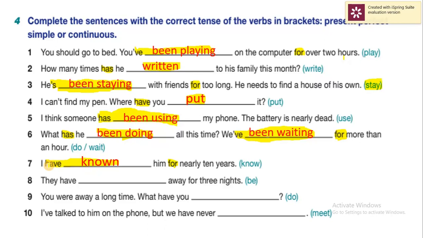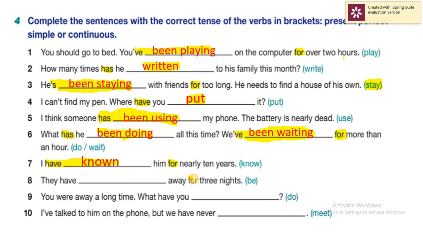Have known. You know why we wrote it in the present perfect? Yeah, because here it is a stative verb, never takes an ing. Please, when you have this in the exam, please answer it correctly. Okay, let's move to number 8. They have been away for 3 nights. Here again, here we have for.